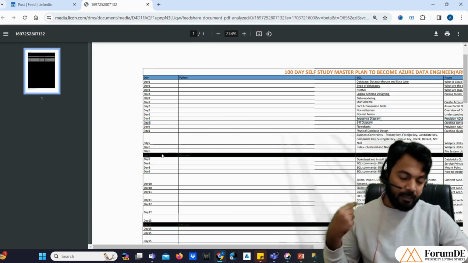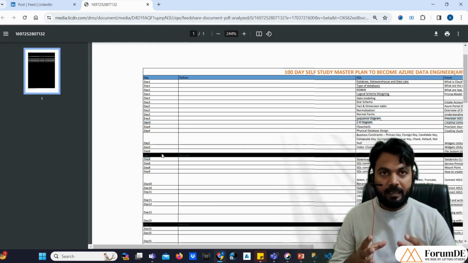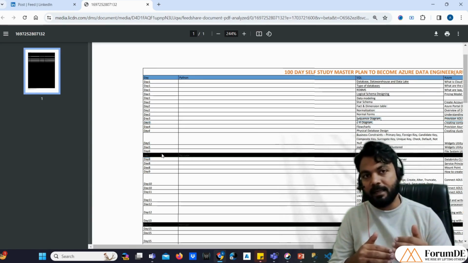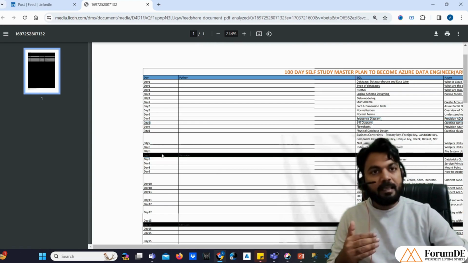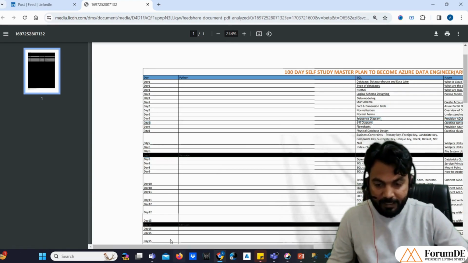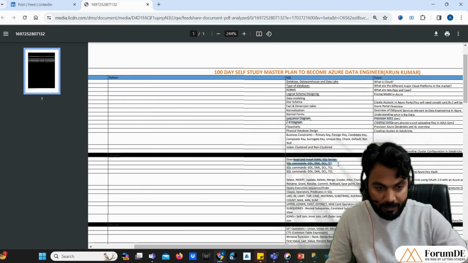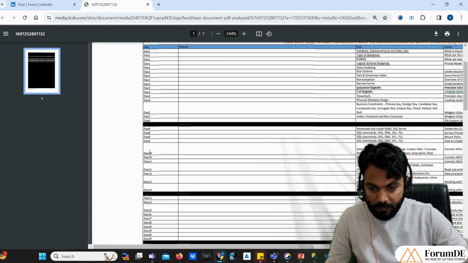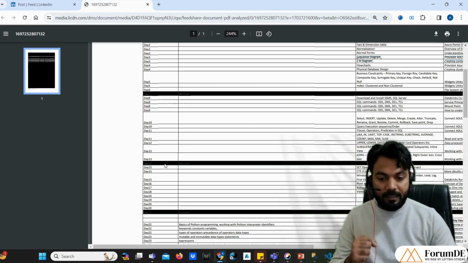Every seventh day I have kept as a revision day. That day you should revise everything that you have read in the previous week. Like this is day 7, which I have planned for revision. Again we start from day 8, and you need to pick up the topics I have mentioned here from Azure and SQL. In the same fashion, day 14th I have kept as the revision day.